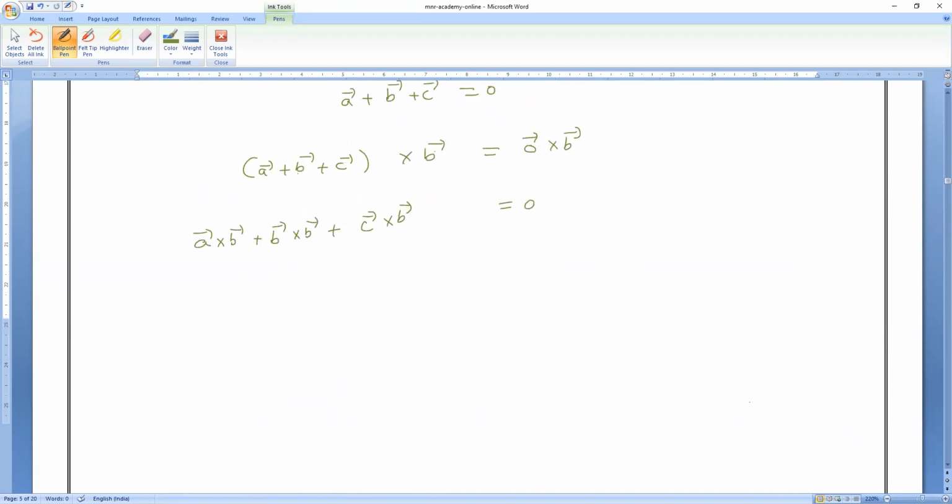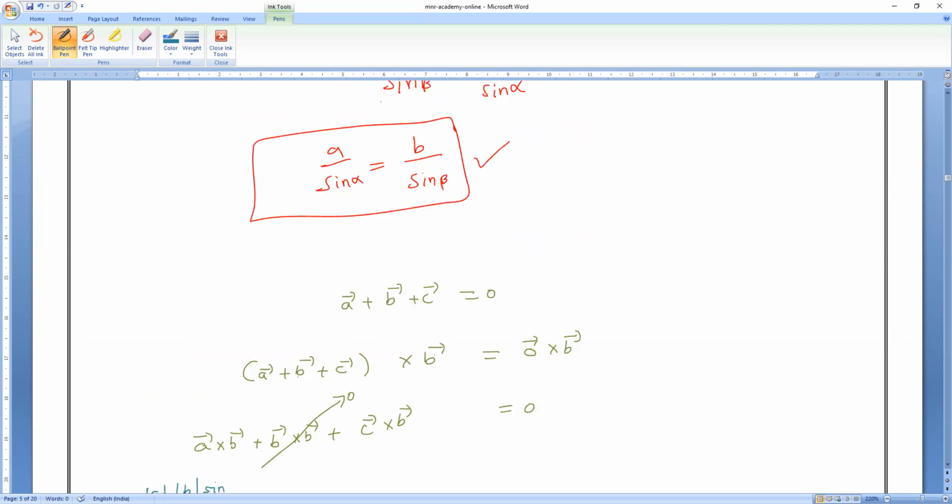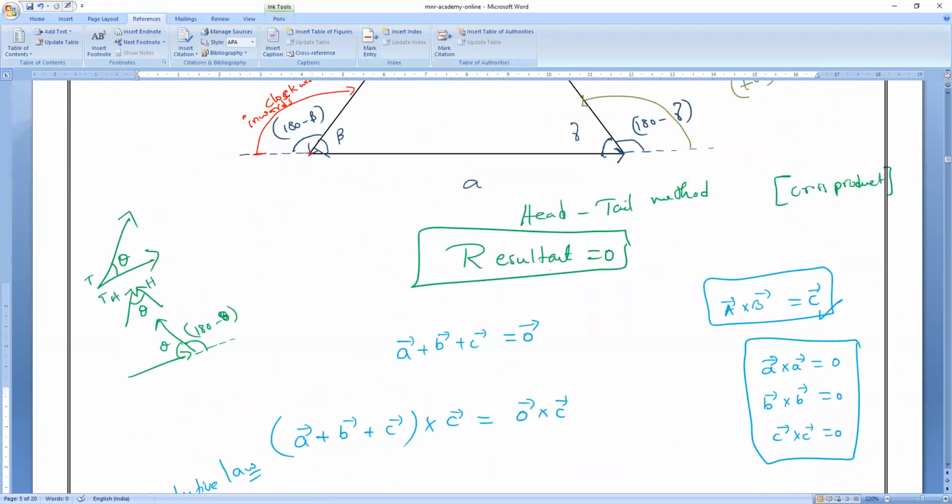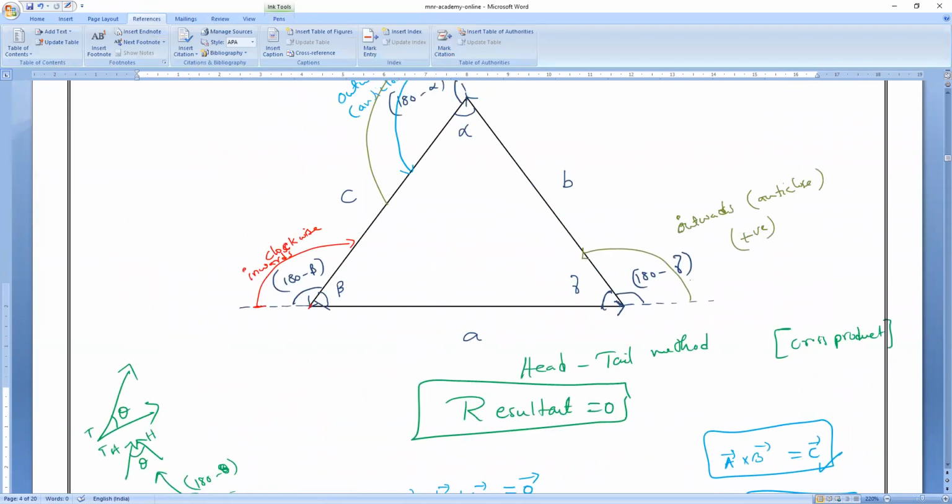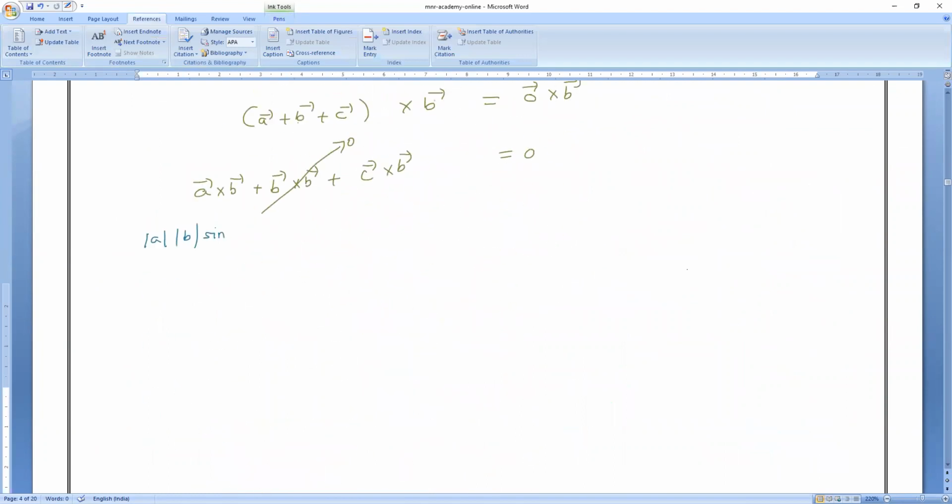So now, A cross B, tell me. We know that B cross B, what is that? In a cross product, the same vector crossed with itself will become 0. Directly I'm striking it. Okay, brothers? Now mod A cross B, tell me, what is the formula? Mod A, mod B, and here A and B, what angle is present? Gamma is present. So what will happen? Sine 180 minus gamma, plus B cross B is 0.